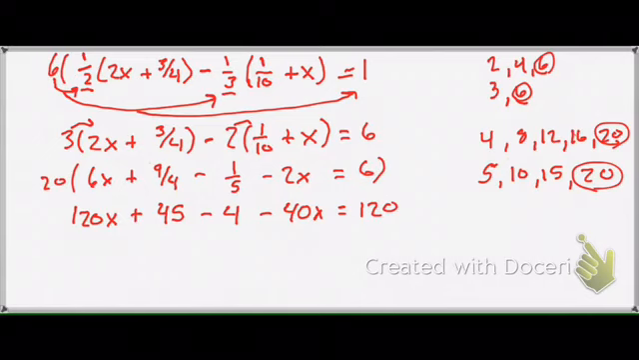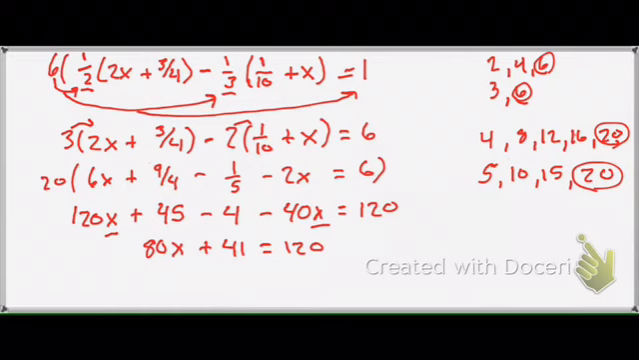Okay, from here, this is where we're going to start combining like terms and like integers on both sides, okay? So on this left side, we have an x over here and an x over here. If we combine those, we're going to have 120x minus 40x. That's going to give us 80x on this side. We also have 45 and negative 4, which are also like terms. So with that, we'll have 45 minus 4, which will give us positive 41. And then we just have our 120 on the far side.